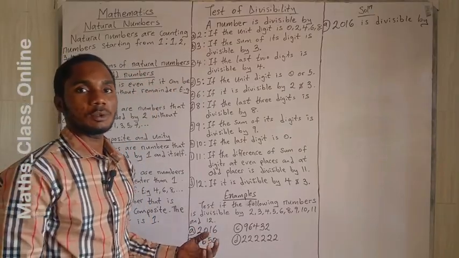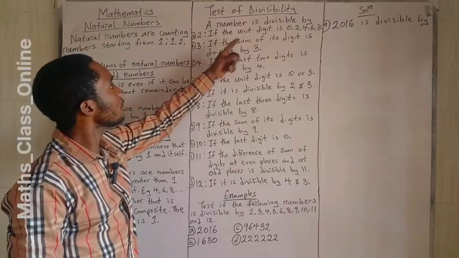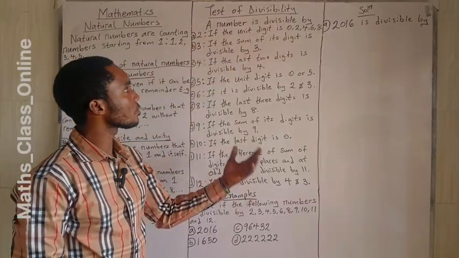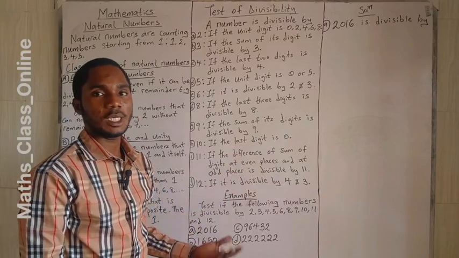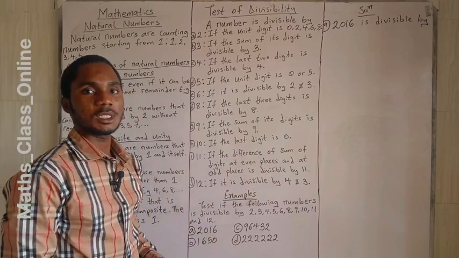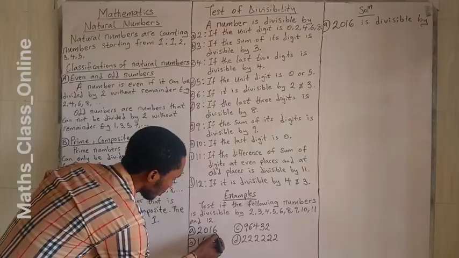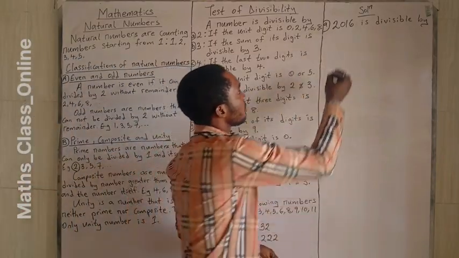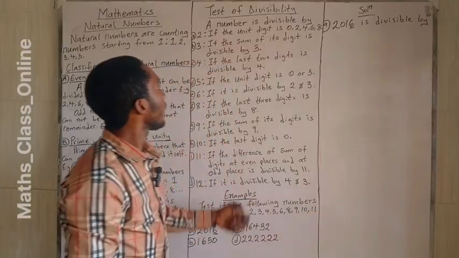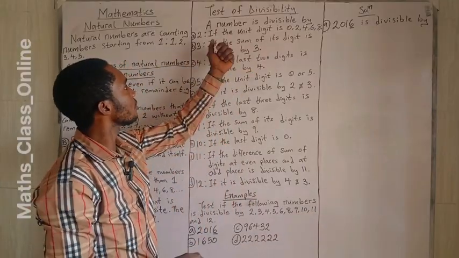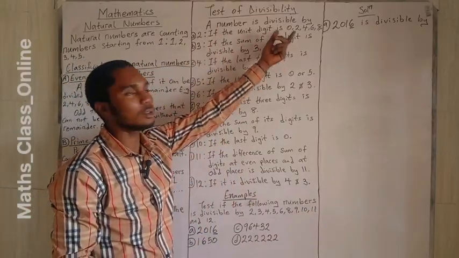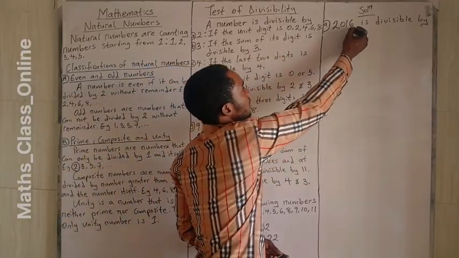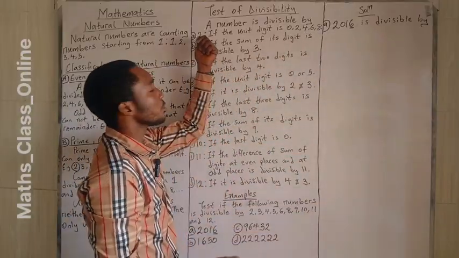What is the divisibility rule for 2? A number is divisible by 2 if the unit digit is 0, 2, 4, 6, or 8. What is the meaning of unit digit? That is the last digit of the number. Now we have the unit digit to be 6. A number is divisible by 2 if the unit digit is 0 or 2 or 4 or 6 or 8. We have this to be 6. That means that it is divisible by 2.